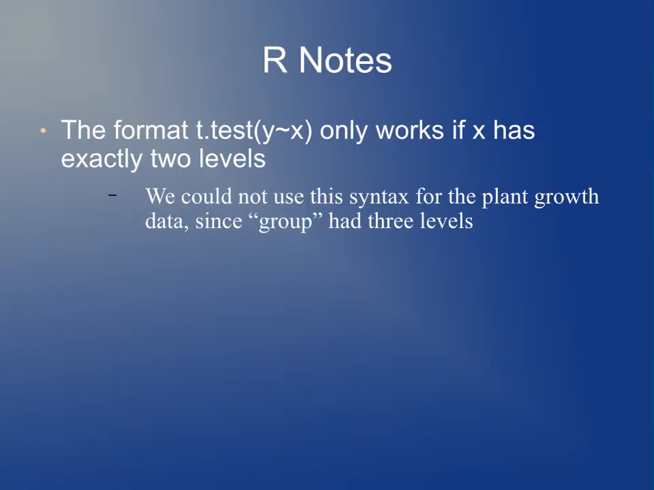And also note in passing that the format t.test(y ~ x) only works if x has exactly 2 levels. We couldn't use this syntax for the plant growth data because group had 3 levels. If it only had 2 levels, control and treatment, we could have done that and saved ourselves some typing and not have to use the brackets and group == control, whatever. But we have 3 levels, so that wasn't an option.